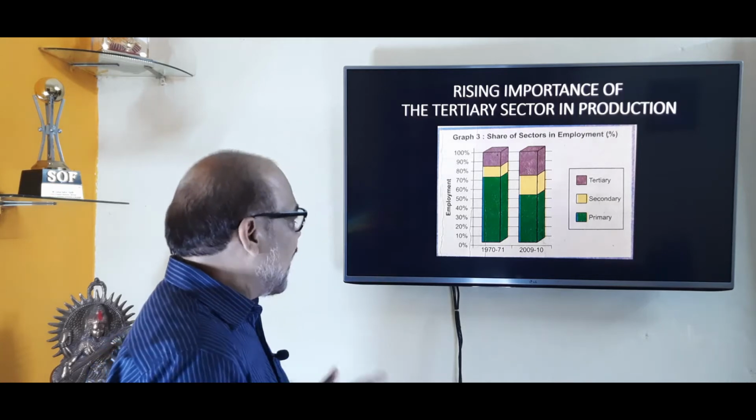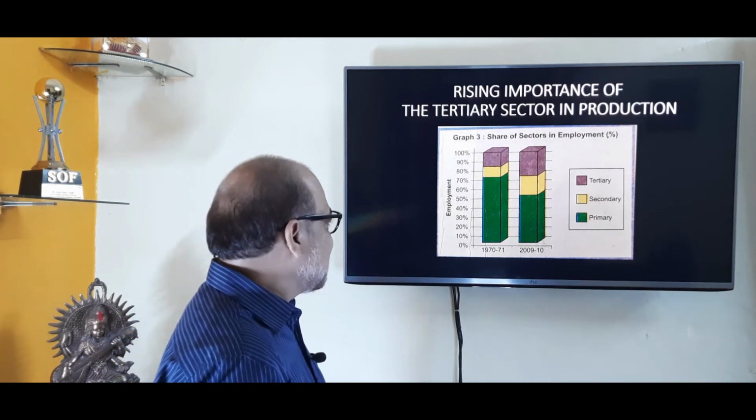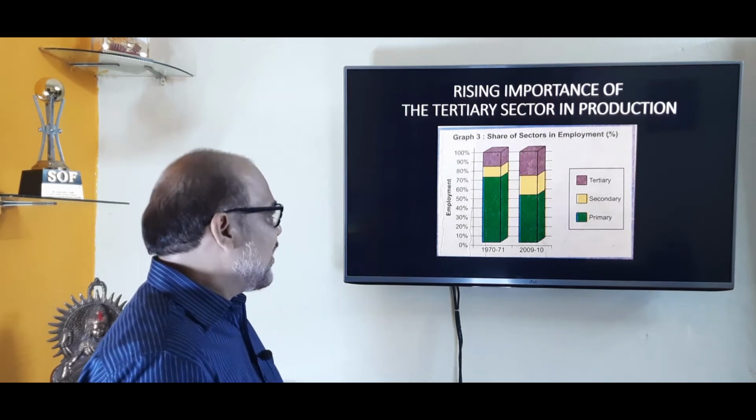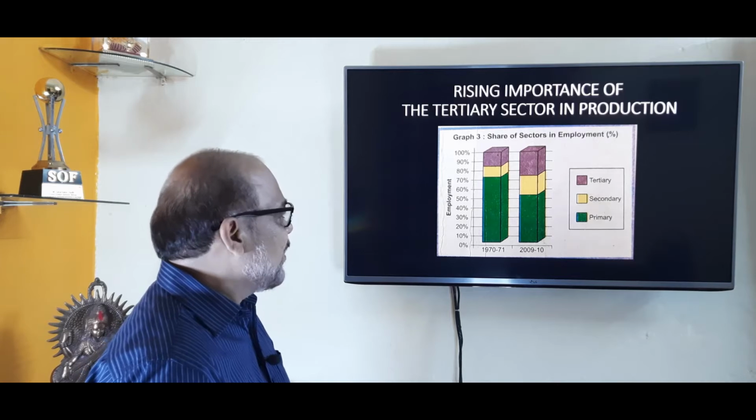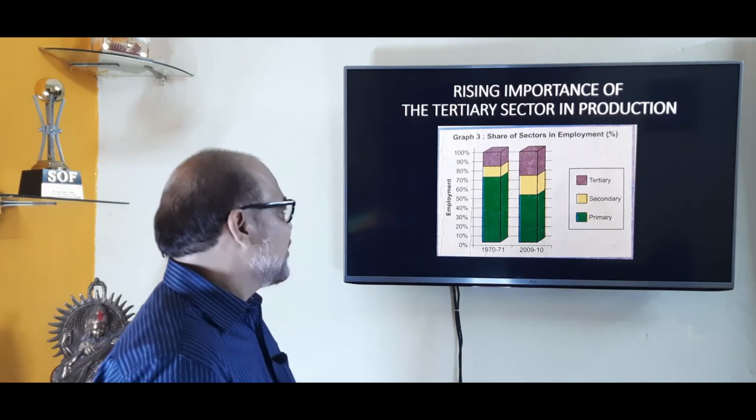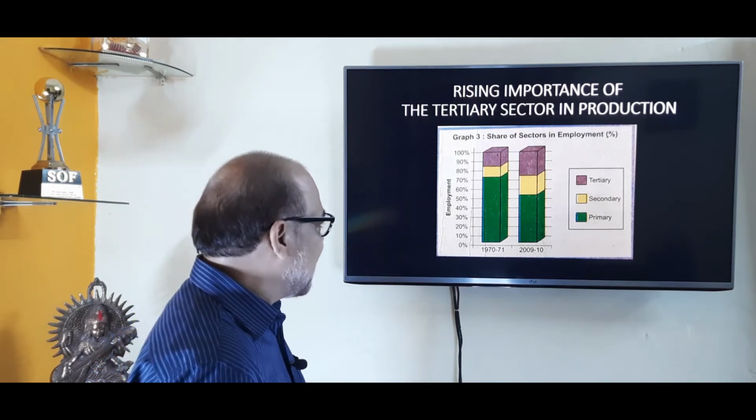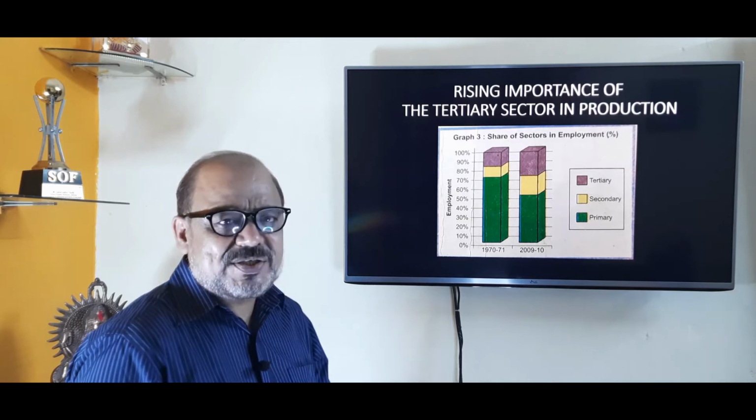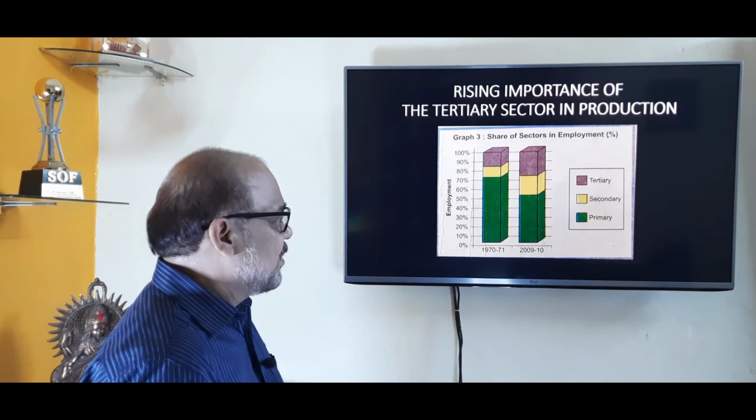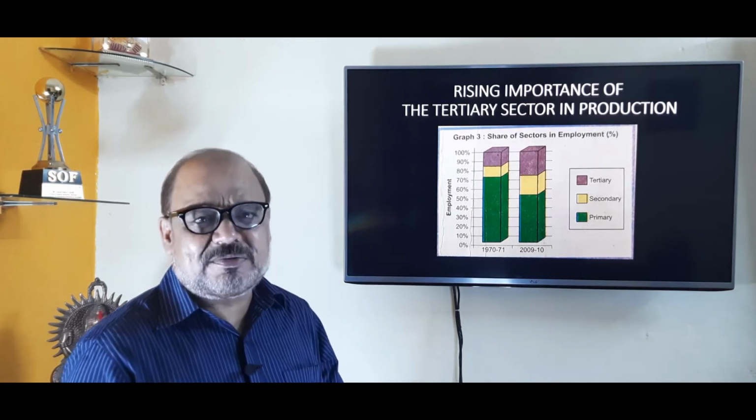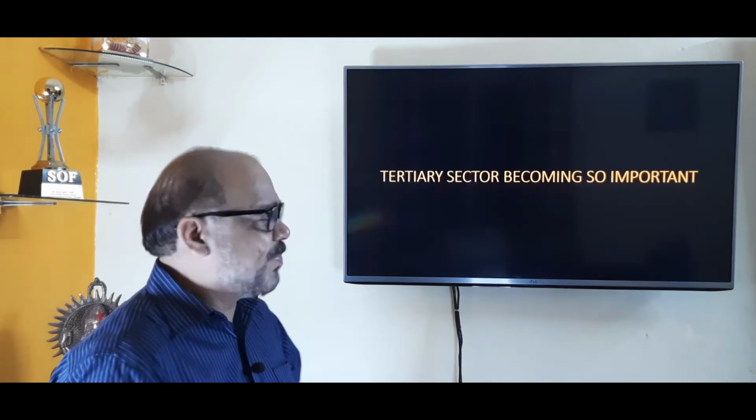Rising importance of the tertiary sector in production, graph number 3, indicates the share of sectors in employment in percentage. When we see this graph, in 1970-71 the share of the tertiary sector in employment was less, and it has shown significant progress in 2009-2010. It has increased in a significant way in comparison to the secondary sector and the primary sector.